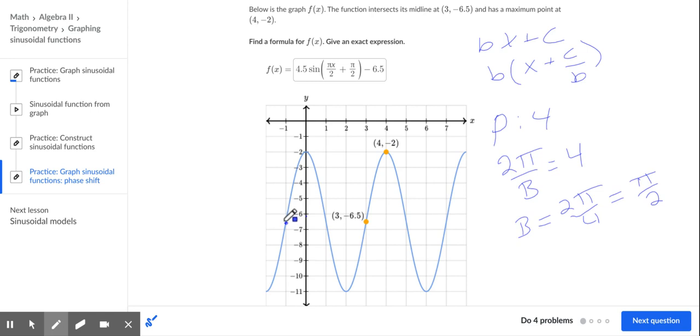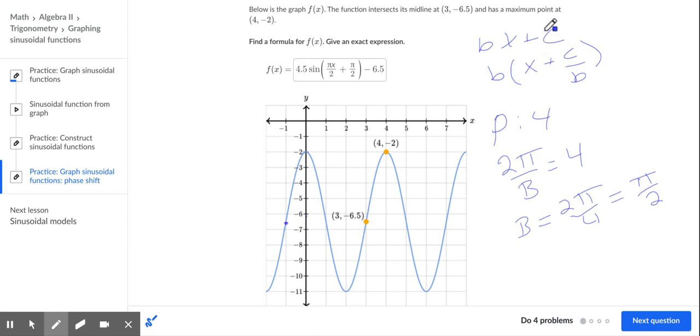So basically what I'm saying is this is a midline. This is where it crosses the midline. So if this were here, then there would be no shift. So I'm saying, okay, this graph has been shifted left by 1.